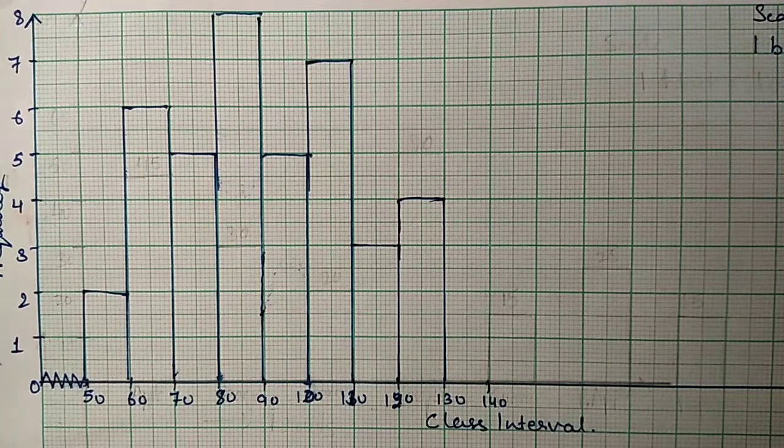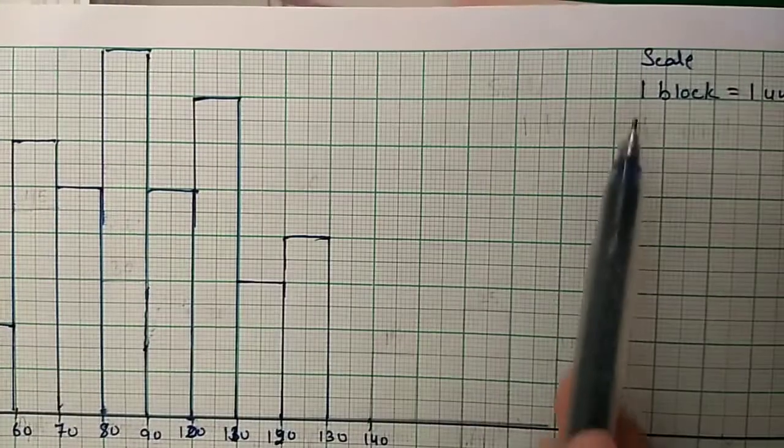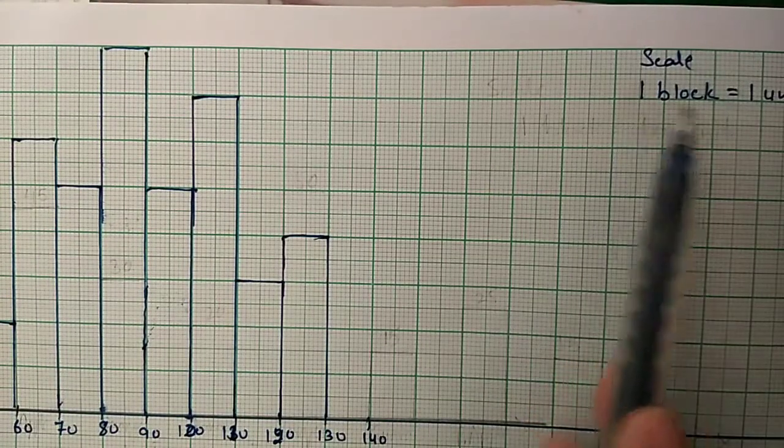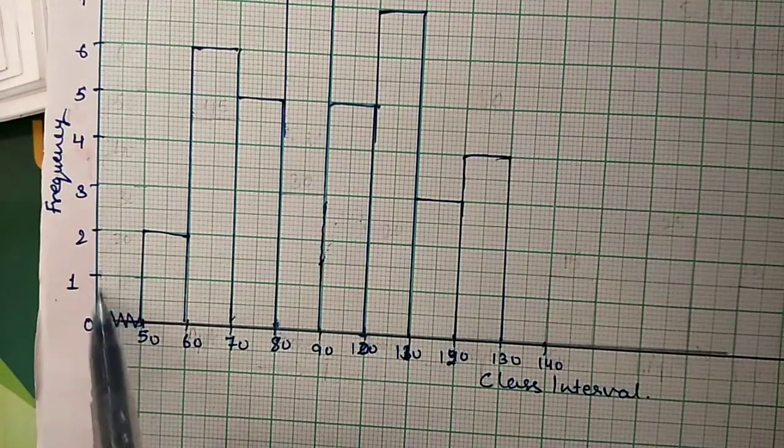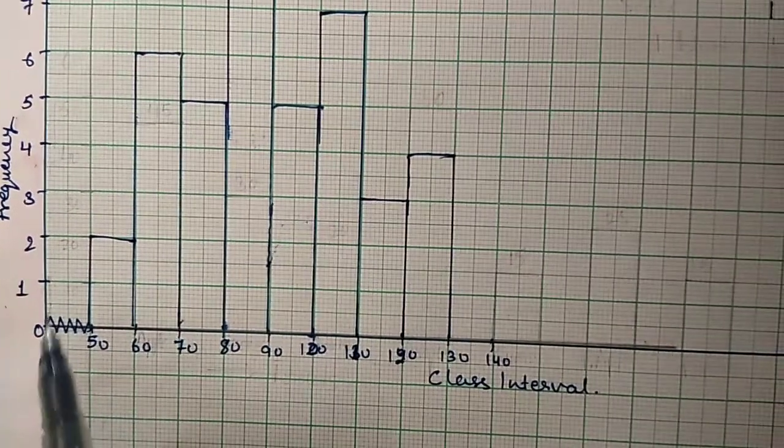And the scale you can also write at the corner. Here we have taken one block equal to 1 unit. You can see here 1, 2, 3. One block we have taken equal to 1.